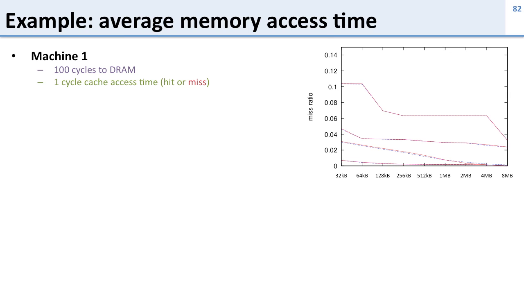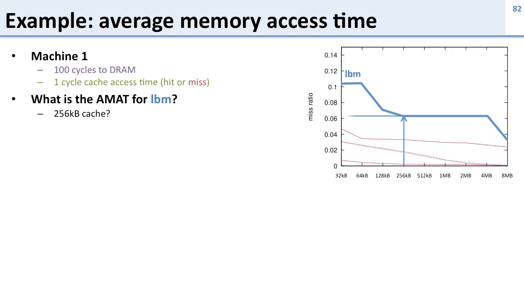So let's take a look and see how that affects applications. Here we're using our data on miss ratios, and we've got some information about the machine. The machine has 100 cycles to DRAM and 1 cycle cache access time for hit or miss. So what is the average memory access time for LBM? We're going to look at a 256 kilobyte cache. With a 256 kilobyte cache, we have about a 6% miss ratio. That means the average memory access time is going to be 7 cycles per memory access.